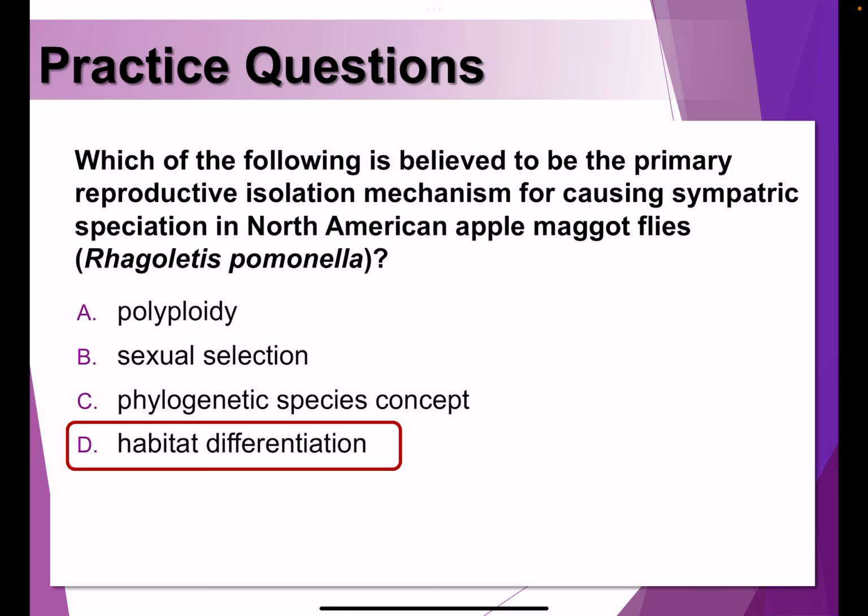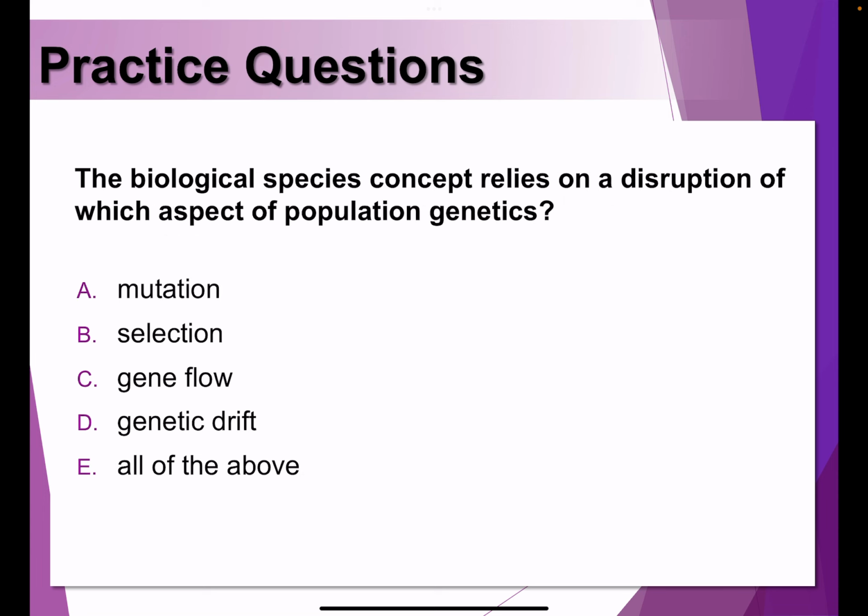versus any other fruits. The biological species concept relies on a disruption of which aspect of population genetics? Gene flow. Remember we talked about how, in order for new species to arise, there must be either no gene flow or a lesser amount of gene flow between the species, such that they start to diverge from each other and form new species as a result. The other three, mutation, selection, and genetic drift, were mentioned in the previous chapter.